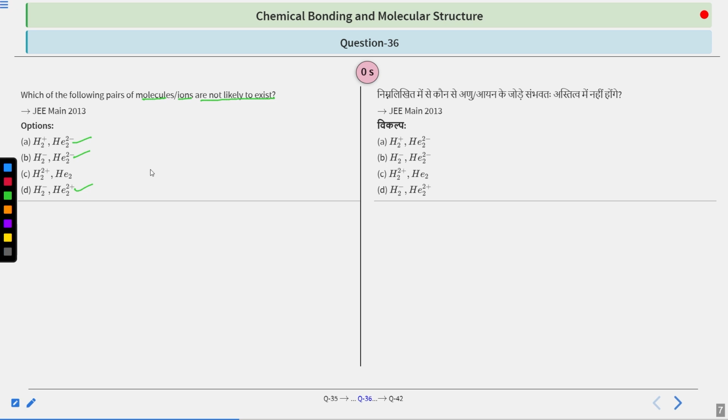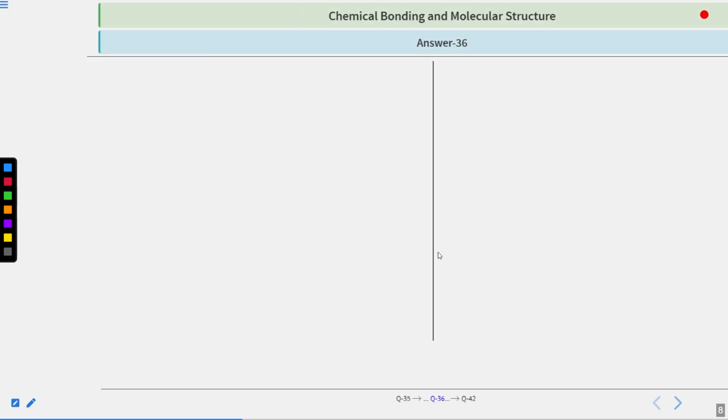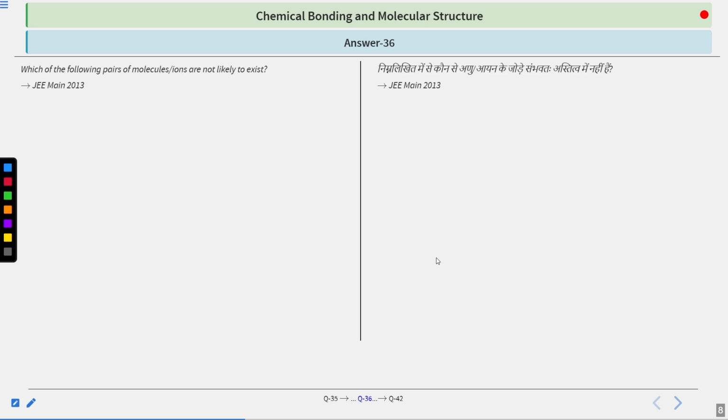Okay, now let us see how we can solve it. First of all, the question asks: you are given the following pairs, which pair is not likely to exist? So how will we solve it? Before that, your correct answer is C, for those who have solved it.